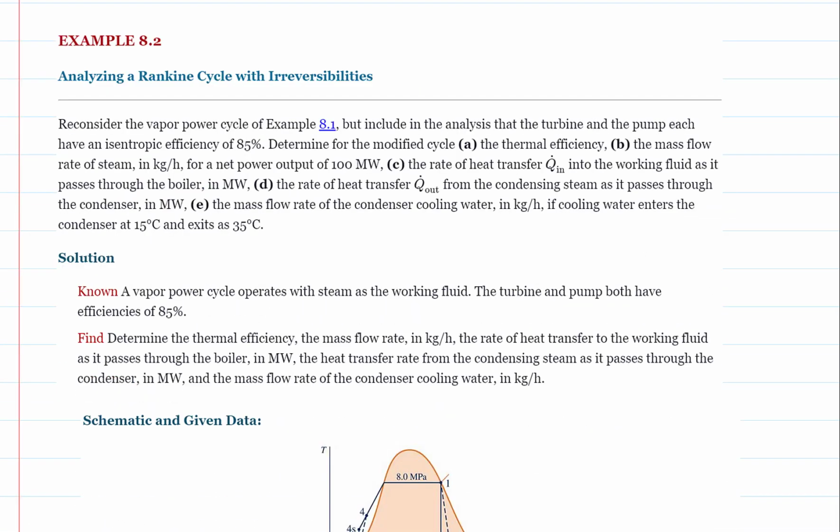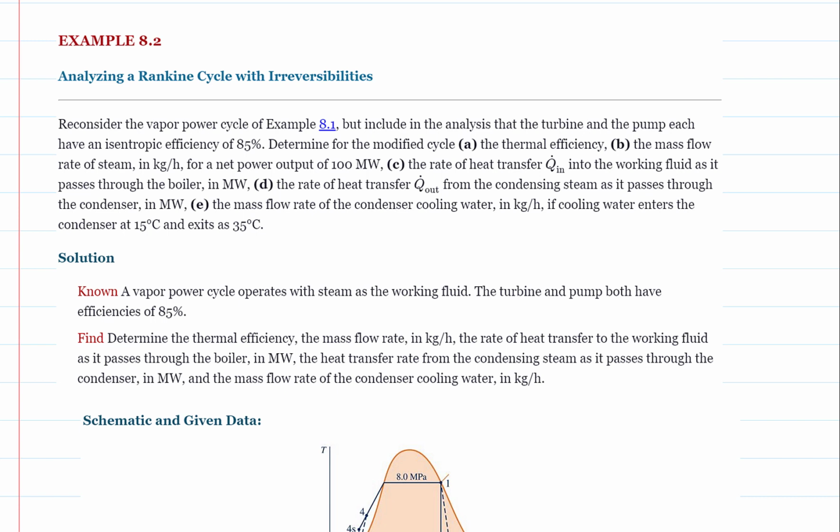Example 8.2. Reconsider the vapor power cycle of example 8.1, but include in the analysis that the turbine and the pump each have an isentropic efficiency of 85%. Determine for the modified cycle the thermal efficiency, mass flow rate of the steam for a net power output of 100 MW, and the rate of heat transfer Q dot into the working fluid as it passes through the boiler.